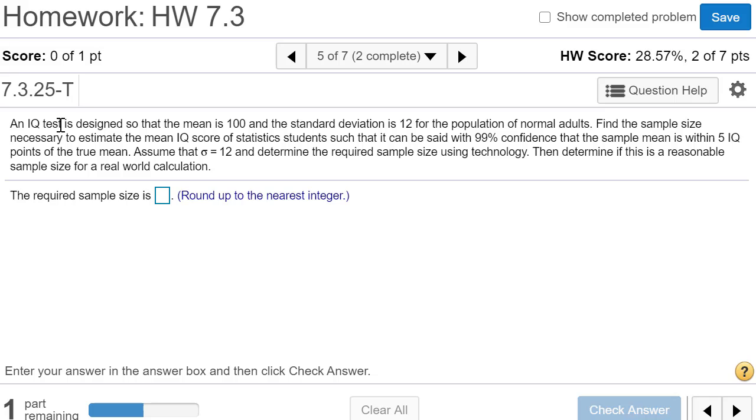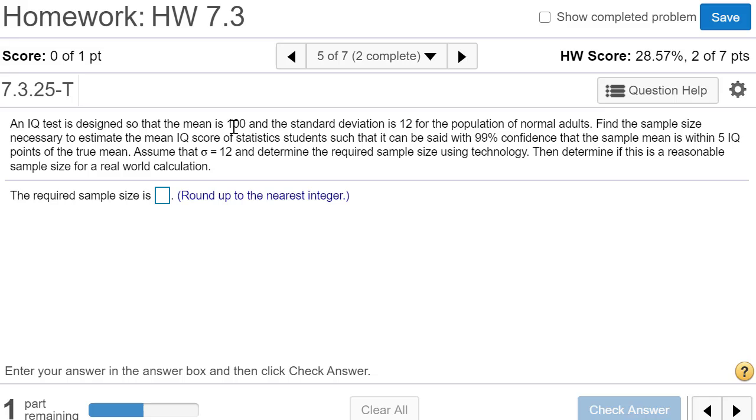It says that an IQ test is designed so that the mean is 100 and the standard deviation is 12 for a population of normal adults. Find the sample size necessary to estimate the mean IQ score of statistics students such that it can be said with 99% confidence that the sample mean is within 5 IQ points of the true mean. Assume that sigma is 12 and determine the required sample size using technology. Then determine if this is a reasonable sample size for a real-world calculation.